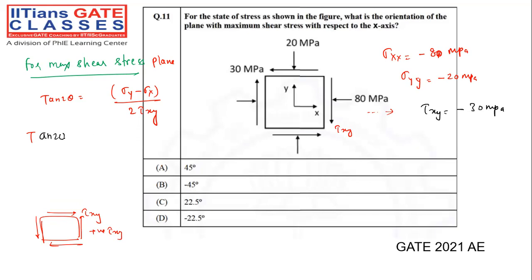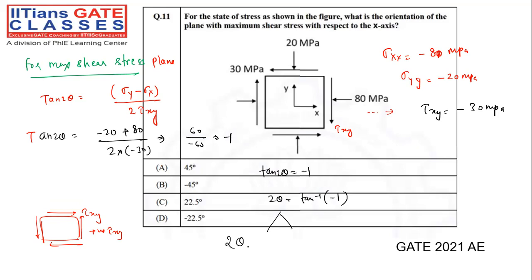So when you put into this formula, sigma y minus sigma x is minus 20 plus 80, divided by 2 times minus 30. Putting the values, 60 divided by minus 60, you get minus 1. So tan 2 theta is minus 1, and 2 theta is tan inverse of minus 1. How many values are you going to get? You're going to get two values. One is theta s1, the other is theta s2.